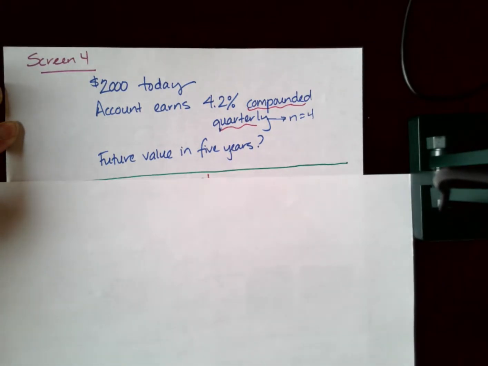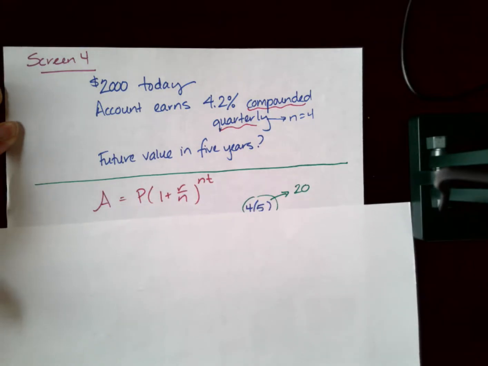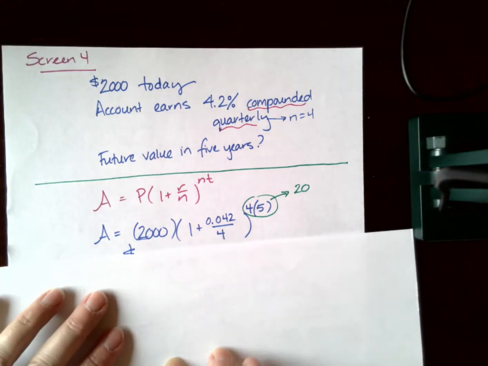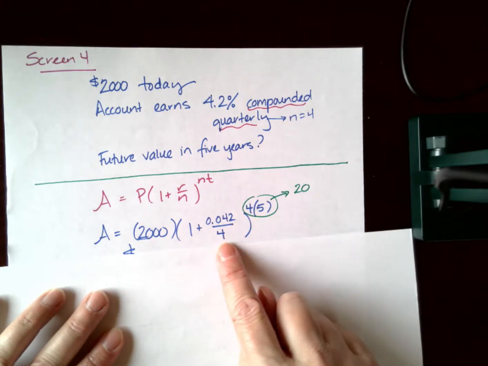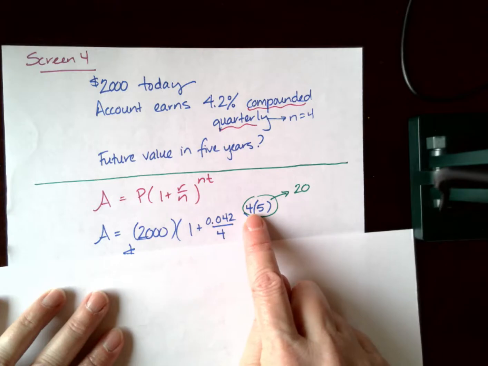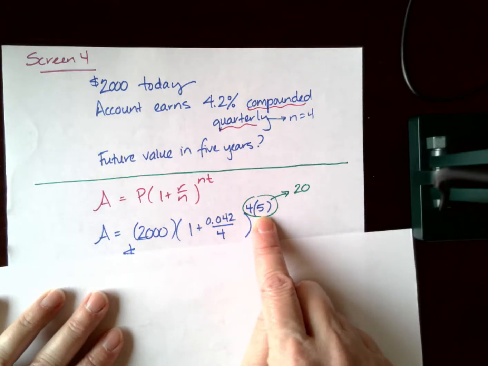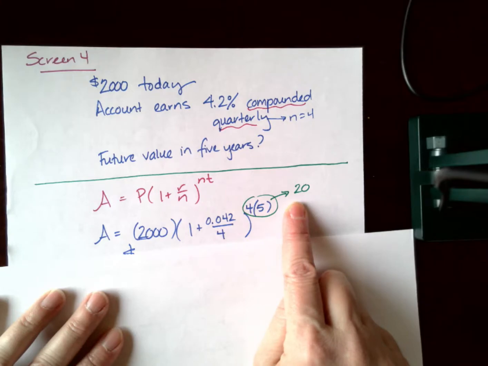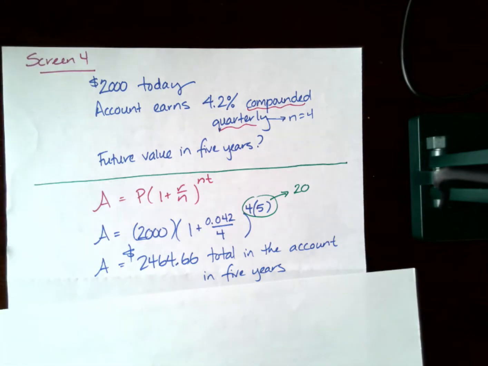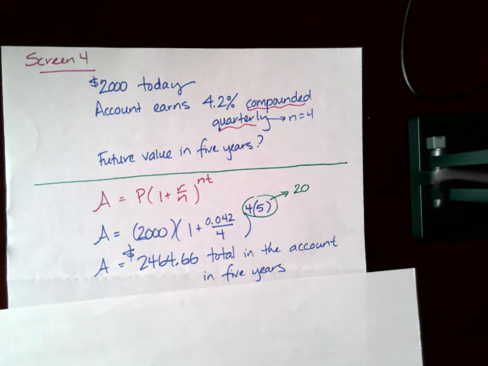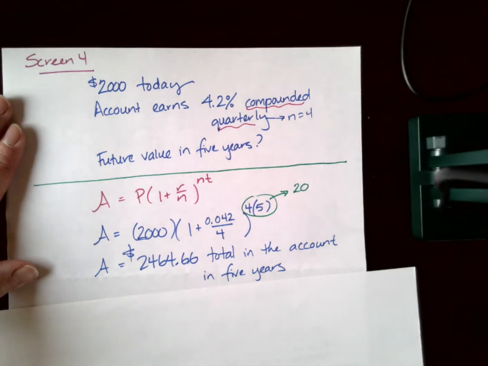So off we go with the compound interest formula again, and then we fill in all the pieces. The value today is $2,000. Here's our interest rate. Quarterly means we're dividing by 4 and also have a 4 in the exponent, and 5 years are going by. Go ahead and do that exponent and then do the computation. I think we'll get $2,464.66 total in 5 years.